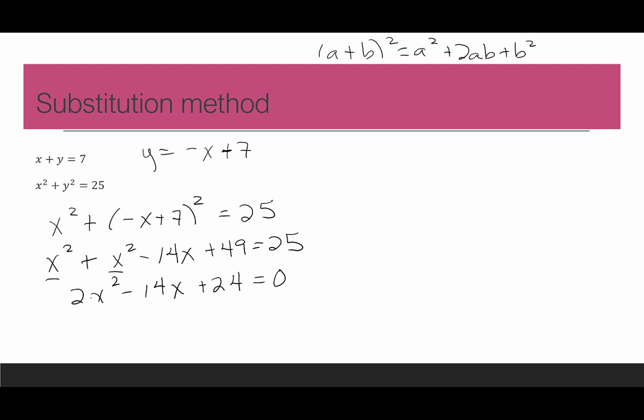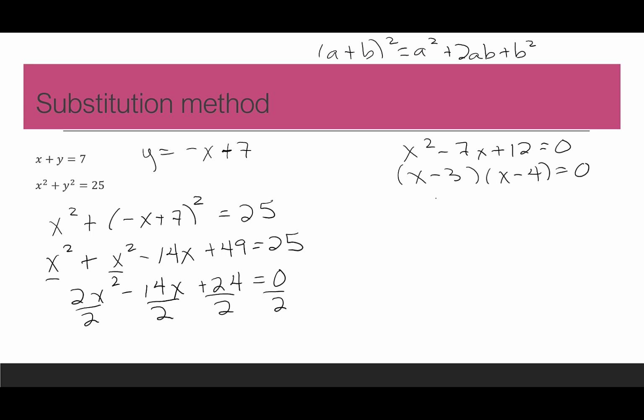I have this coefficient of x squared that's 2, and I know we don't like that, but good news, I can divide it out. I can take 2 out of the 2x squared, and divide negative 14x by 2, 24 by 2, and 0 by 2. So I come up with x squared minus 7x plus 12 is equal to 0. That looks better. I can think of factors of 12 that give me negative 7. That'll be x minus 3 and x minus 4. So x will be 3 and x will be 4. So we have part of the answer.